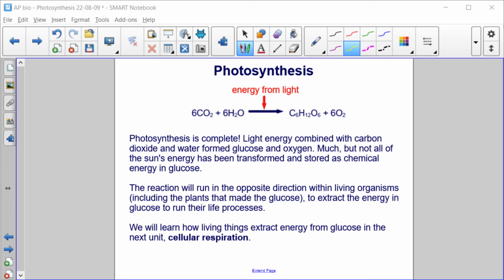The reaction will run in the opposite direction within living organisms, including the plants that made the glucose, to extract the energy in glucose to run their life processes. We will learn how living things extract energy from glucose in the next unit, cellular respiration.